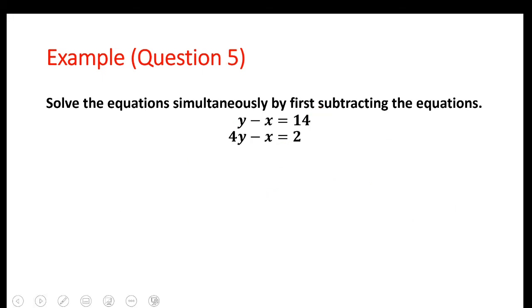Okay, question 5. Solve these equations simultaneously by first subtracting the equations.